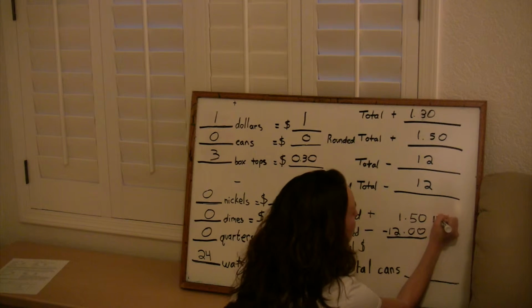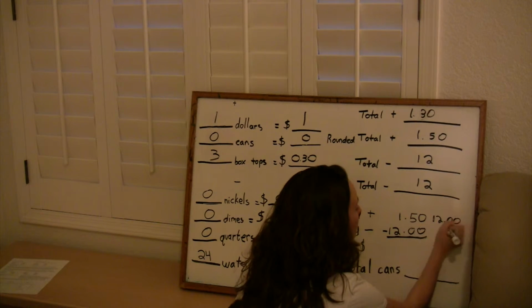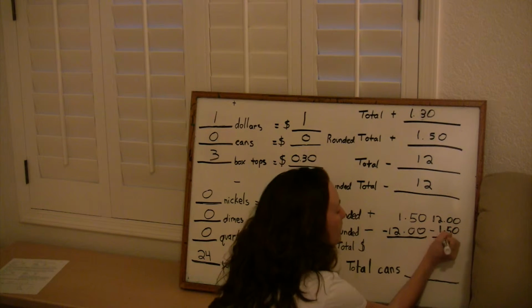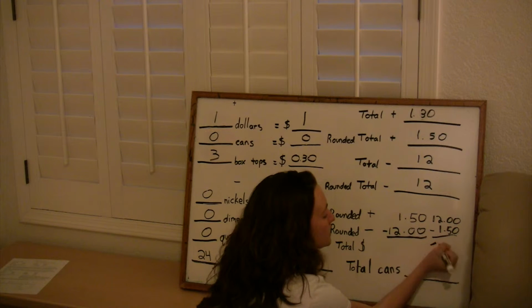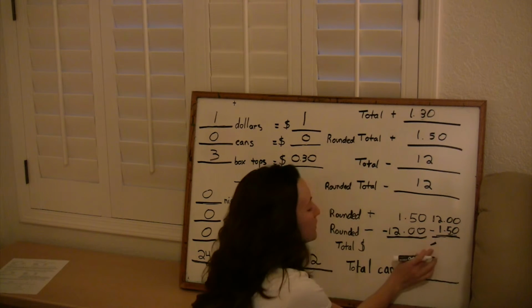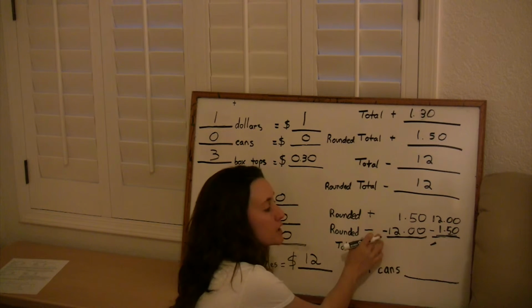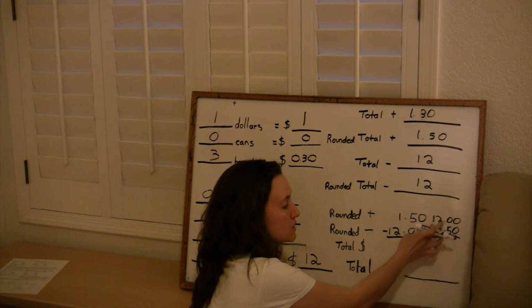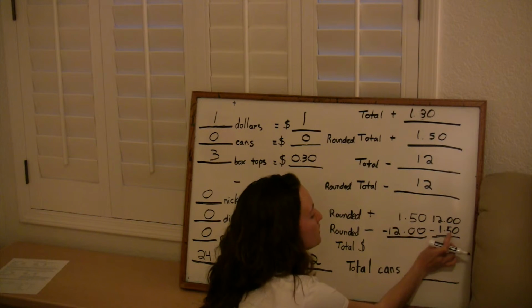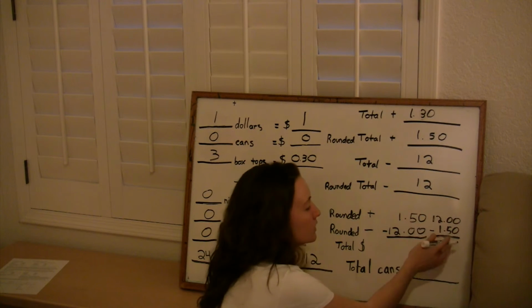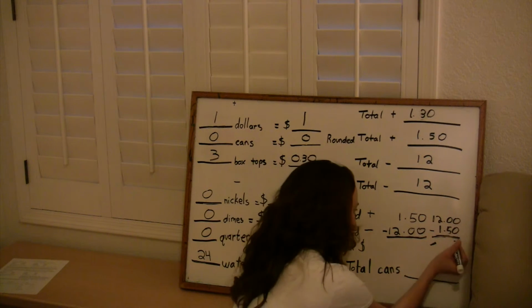So we would have 12 minus $1.50, but we know that it's going to be negative. We know it's going to be negative because we have more negatives. So, make sure when you subtract, you line up your decimals, because you don't want to make a mistake just because you were off.